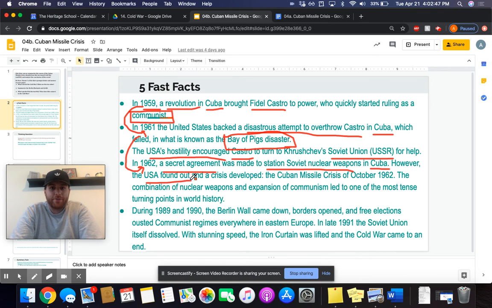Okay, the U.S. finds out about this, and we see what's known as the Cuban Missile Crisis occur. The threat of the Soviets shipping and placing these weapons 90 miles from the coast of the United States, paired with the expansion of communism spreading, leads to one of the most tense turning points in world history. There's a scene that's actually covered by news stations of the Soviets shipping these weapons across the ocean, and there's a real tension.